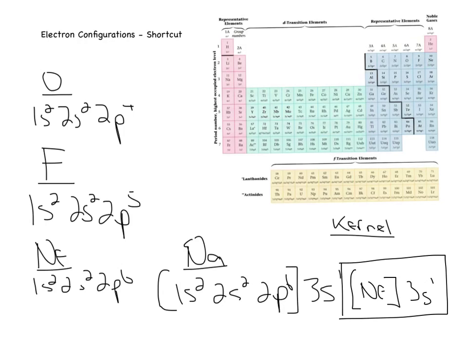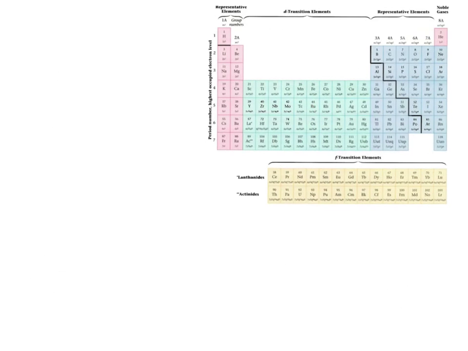So let's take a look at a large element. Let's pick rhenium here in the middle. To use our shortcut, we first have to figure out the noble gas in the row above rhenium. We go up here and see the noble gas above rhenium is krypton, which is 36. That means the first 36 electrons of rhenium are exactly like krypton.